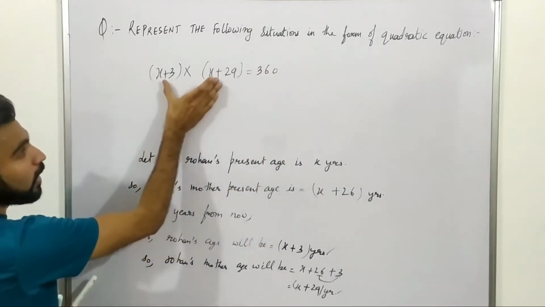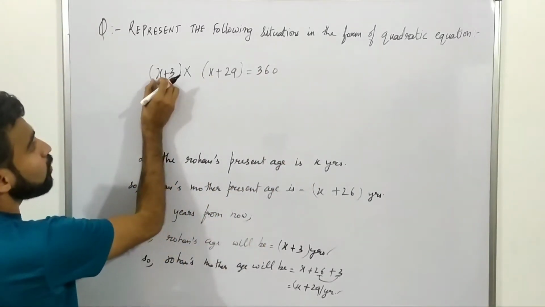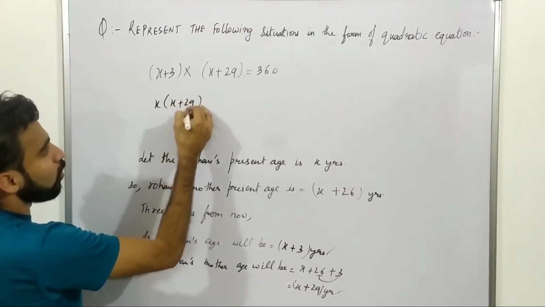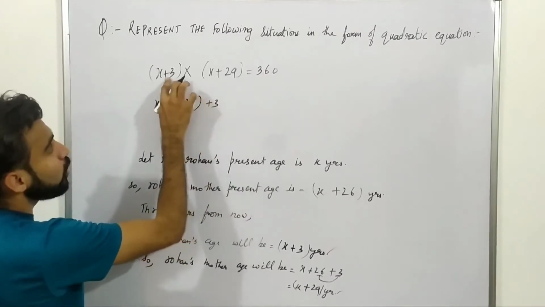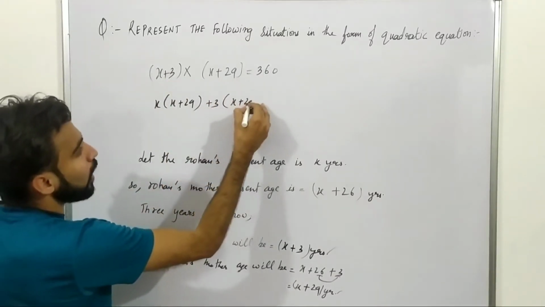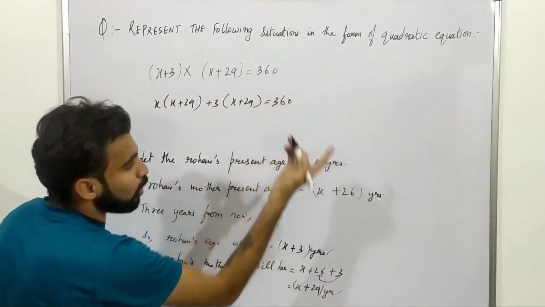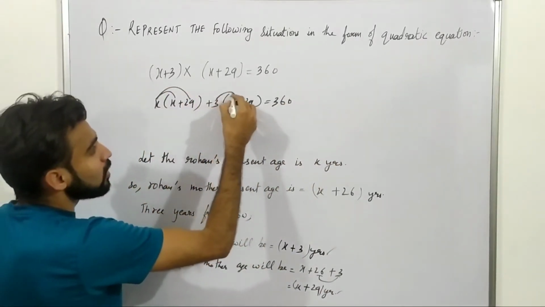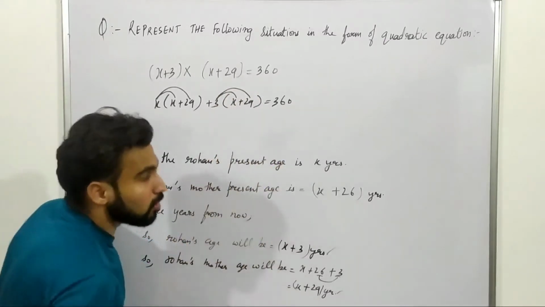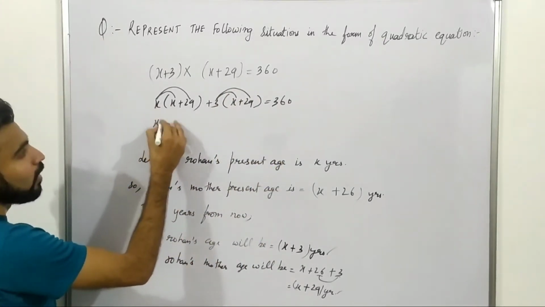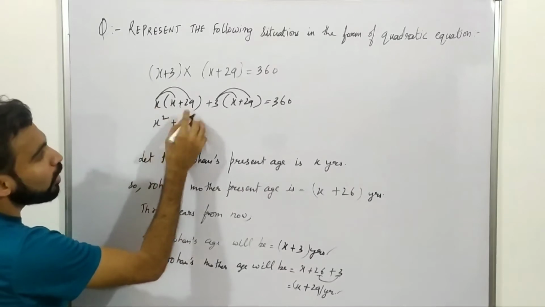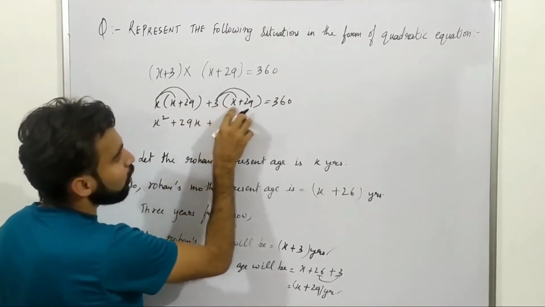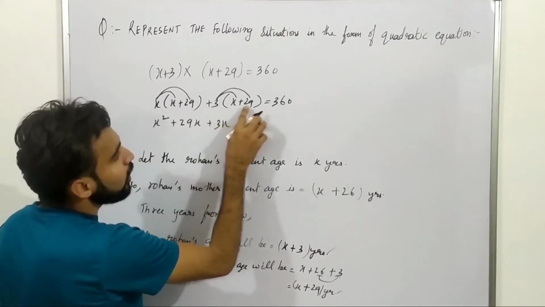Now you have to solve this bracket here. To solve this, first take this x and multiply it with the whole bracket. Similarly, take plus 3 and multiply it with the whole bracket, equal to 360. Multiply x with both terms in the bracket, and similarly multiply 3 with both terms. So x cross x will be x squared. Further, x cross 29 is 29x. Further, 3 cross x is 3x, and 3 cross 29.